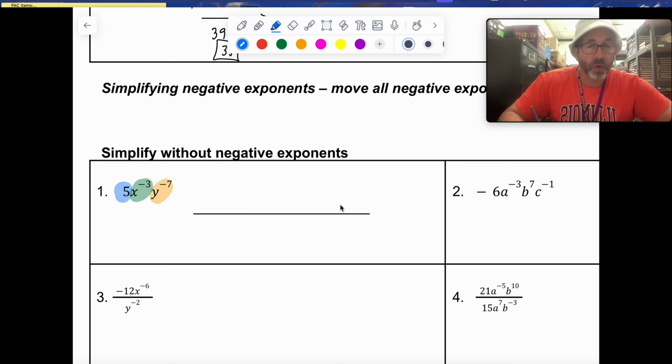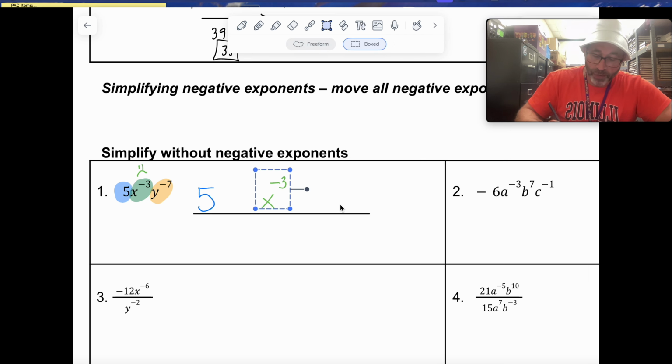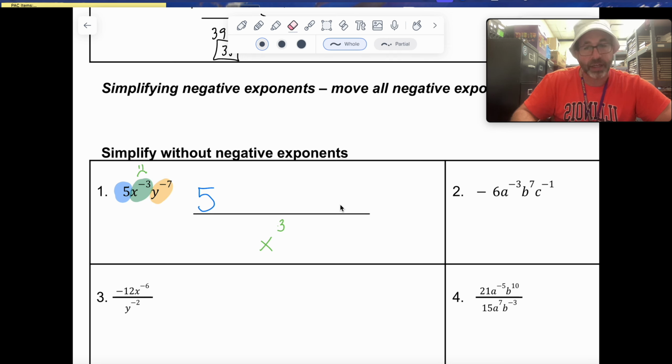Now, only the stuff with exponents is going to switch places. When we look at this first one, that 5 doesn't have an exponent. That's going to stay exactly where it is. That x to the negative 3 is not happy, and because he's not happy, he's going to move. So instead of him staying in the top as an x to the negative 3, we take him and move him to the other classroom, and because he moves, he becomes happy and he loses that negative that he had.